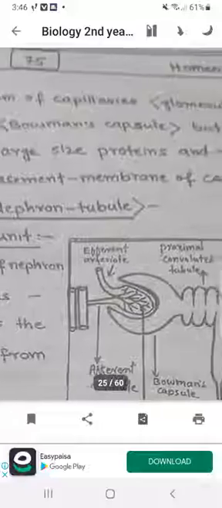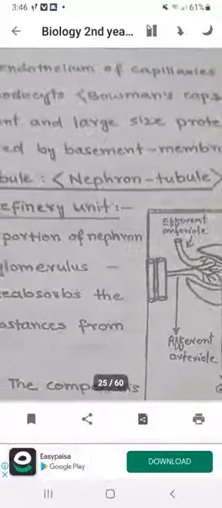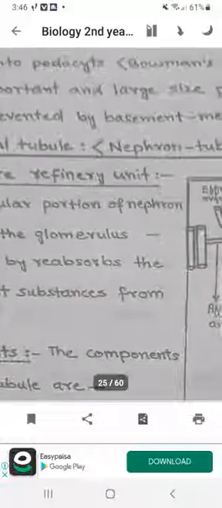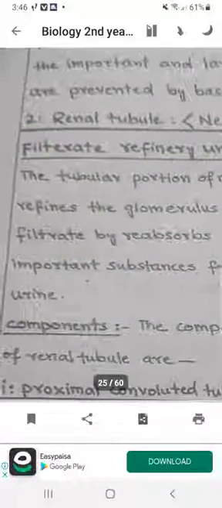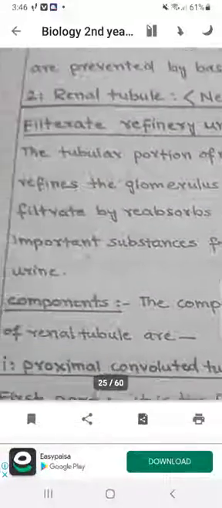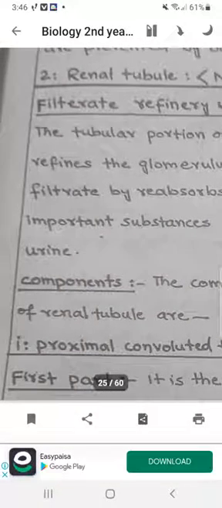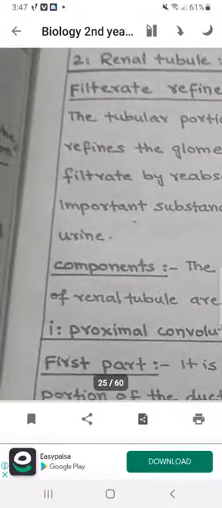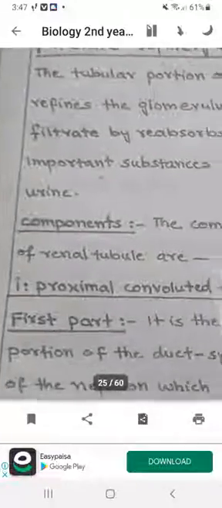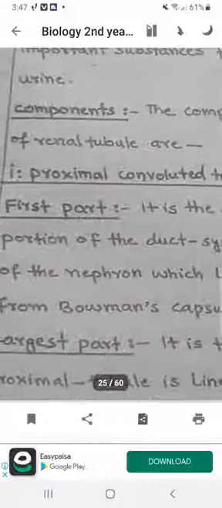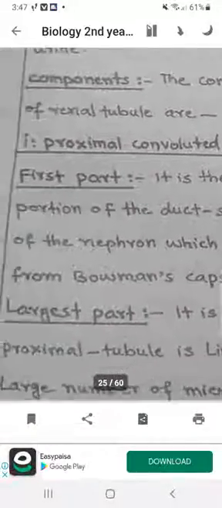Number 2. Renal tubule. Nephron tubule. Filtrate refinery unit. The tubular portion of nephron refines the glomerulus filtrate by reabsorbing the important substances from it. Components. The components of renal tubule are number 1. Proximal convoluted tubule, first part.